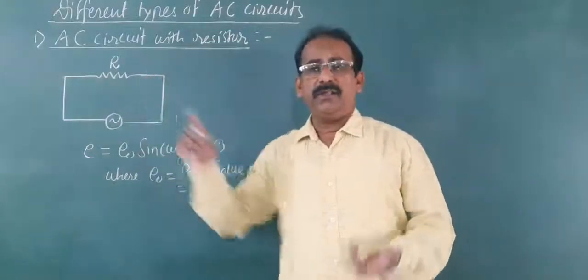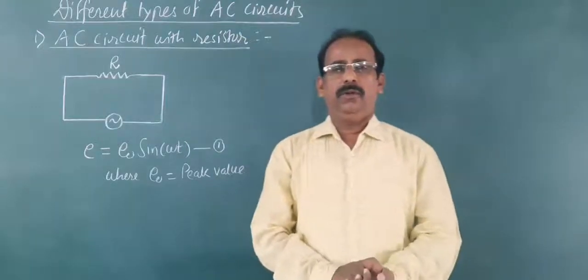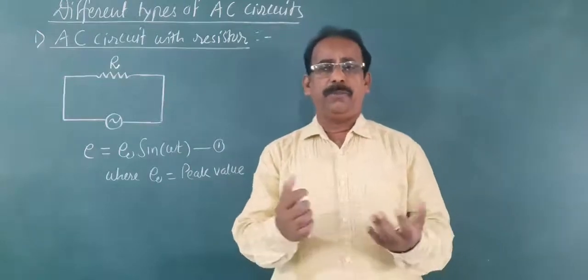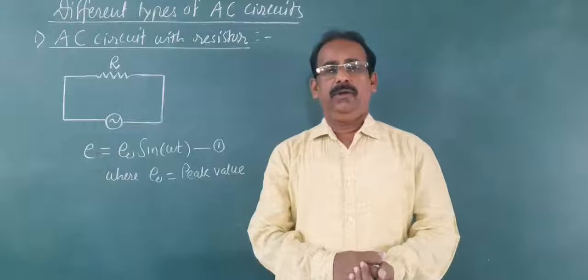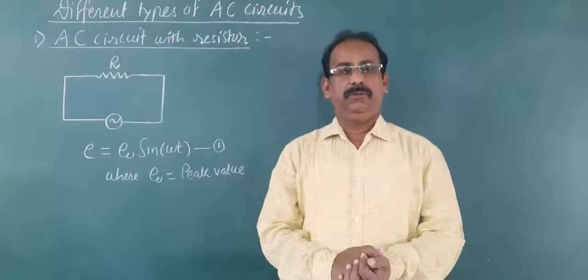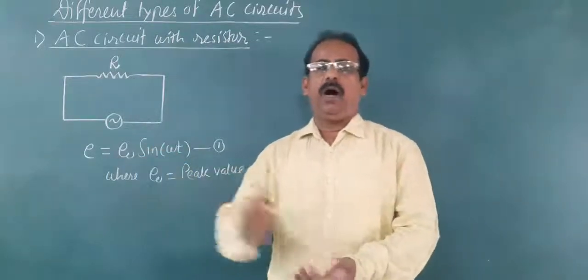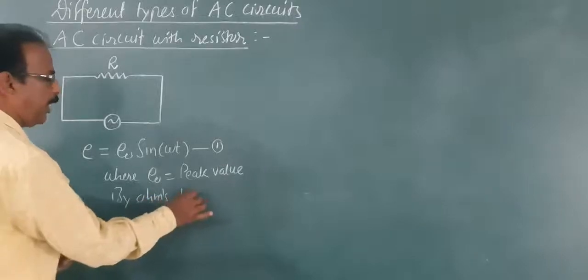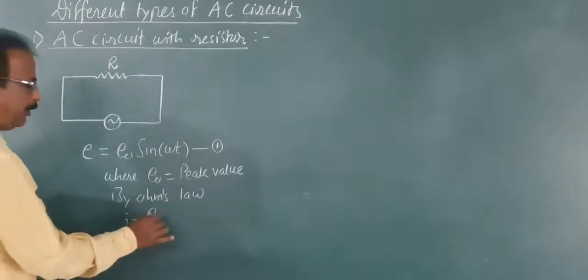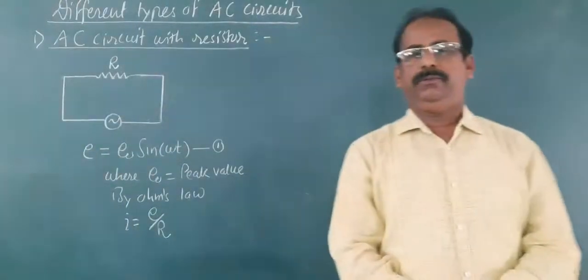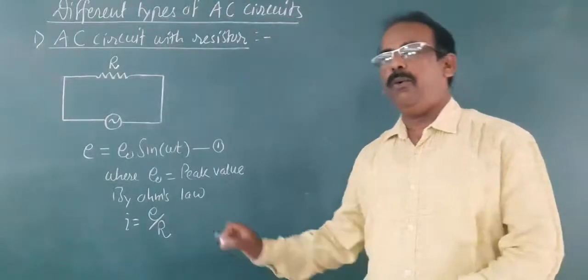In this circuit, there is a resistor. It has resistance R. You know what is the function of resistance? To oppose the flow of current passing through the circuit. By Ohm's law, the current that we get in this circuit is nothing but applied EMF upon resistance.